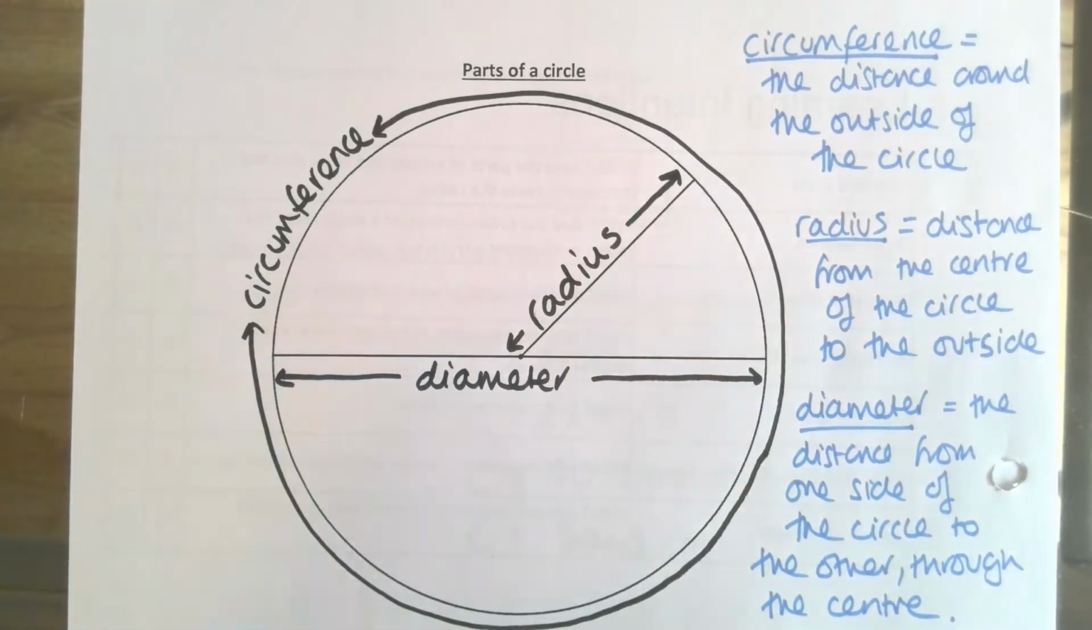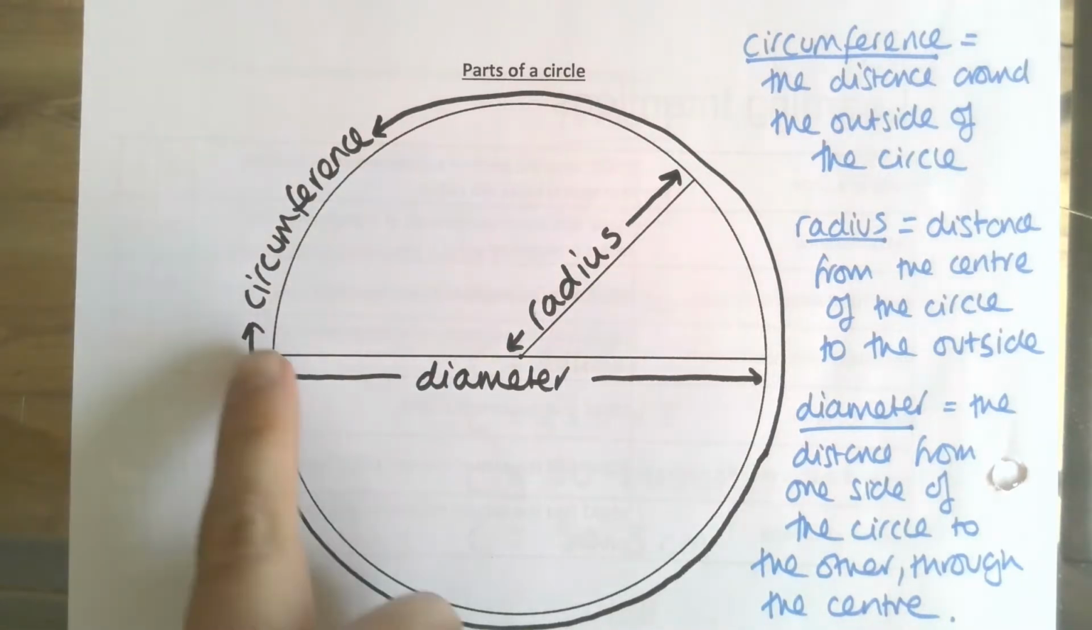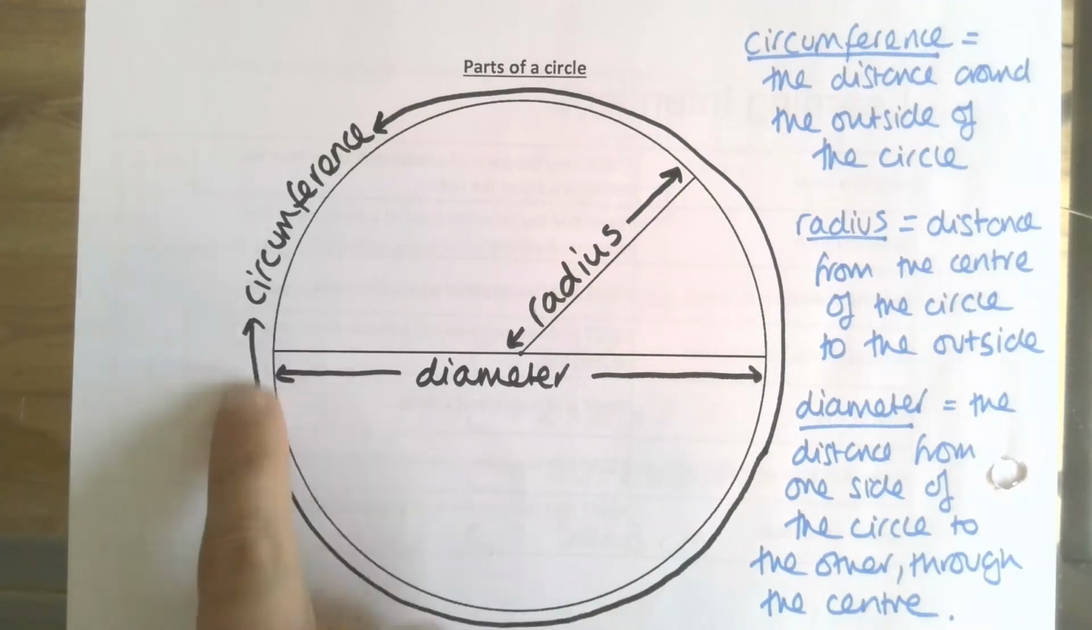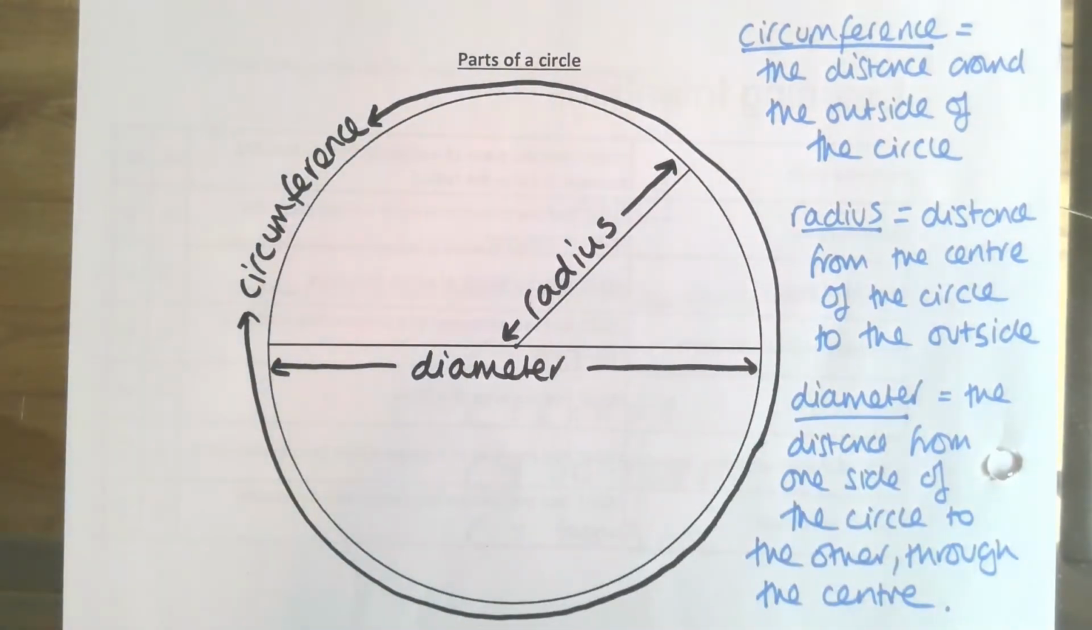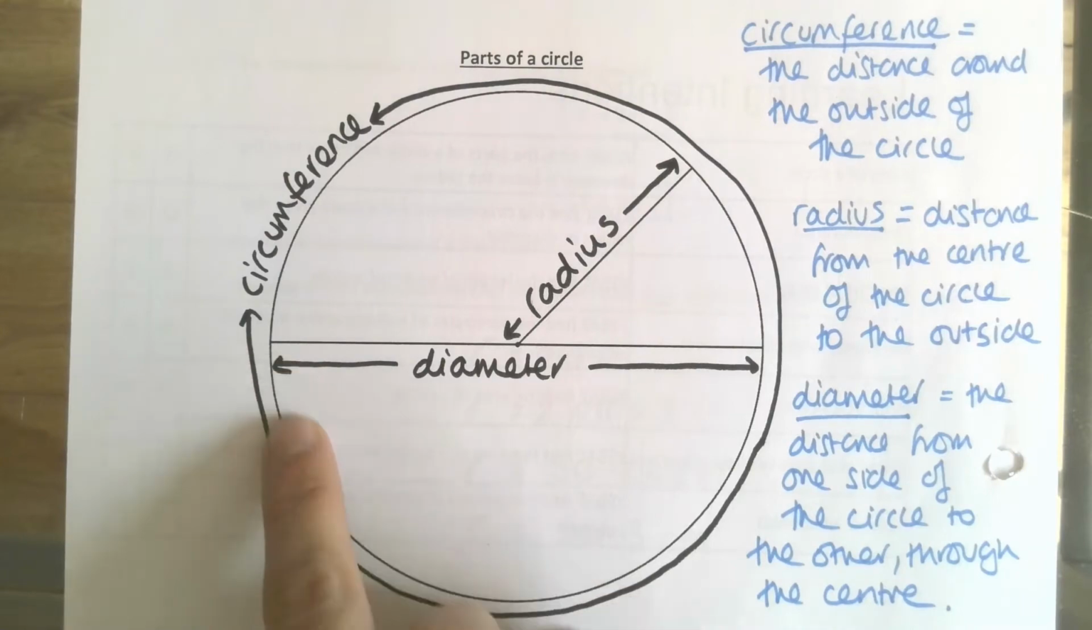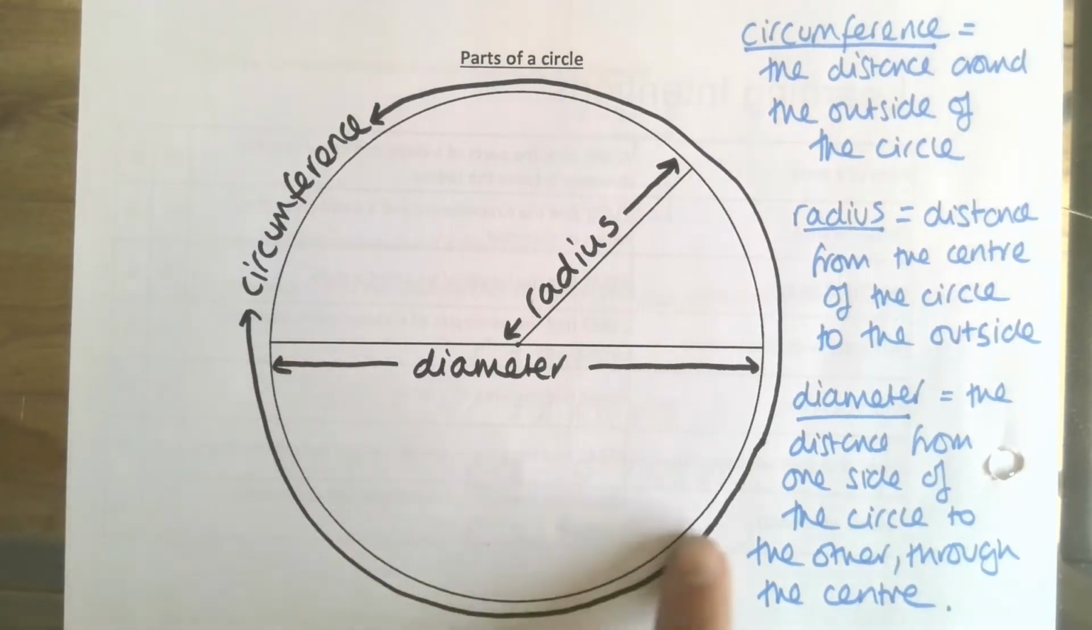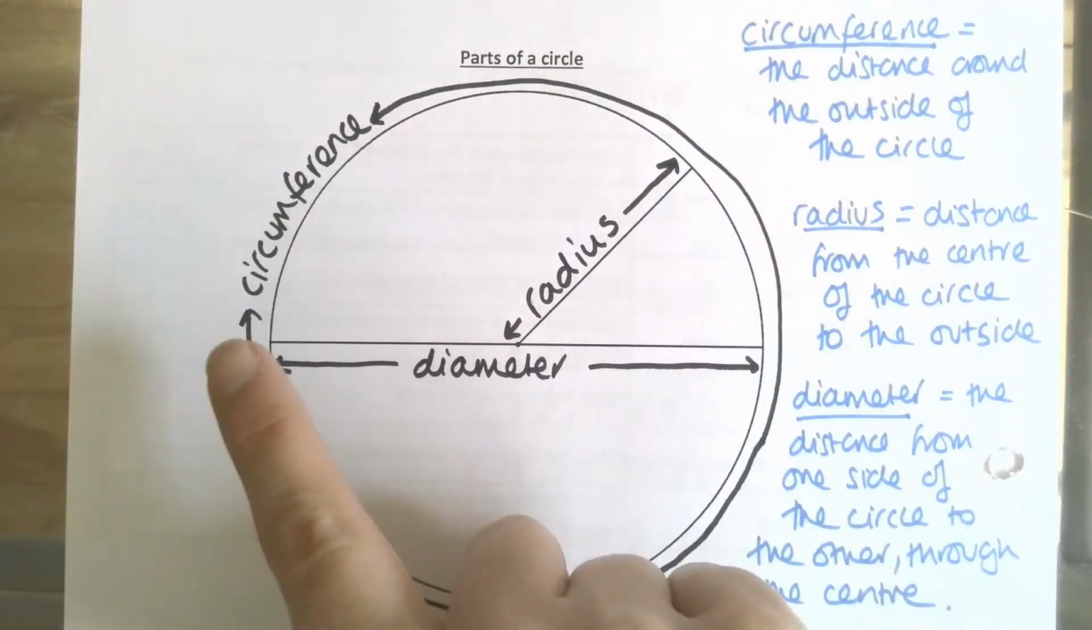So the first thing that we need to make sure that we remember is all the different parts of the circle and how we label them. So the first one is the circumference, and the circumference is really just the special name for the perimeter of the circle. It's the distance the whole way around the outside. So if you were to start at one point on the circle and walk your whole way around, you would have walked around the circumference of the circle.